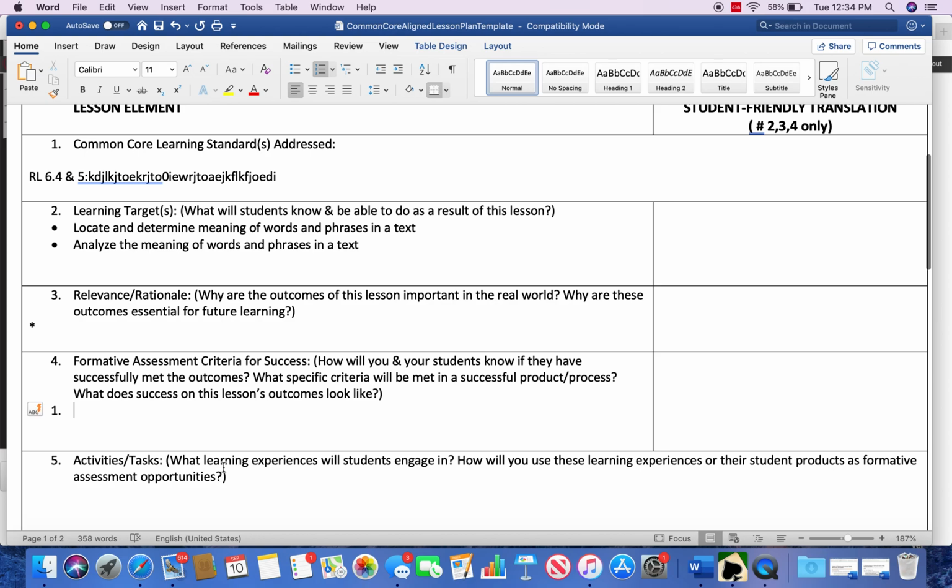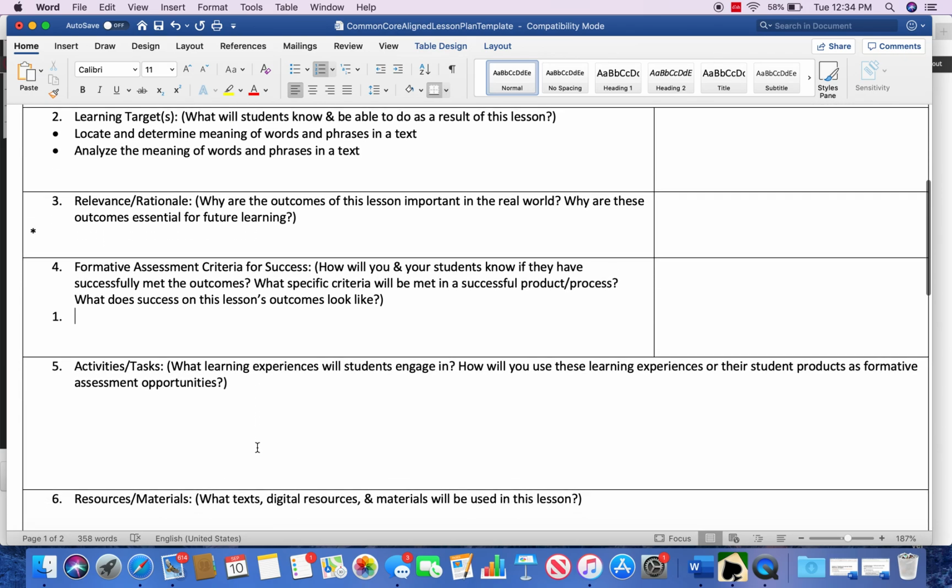What does success look like? Success looks like they are able to interpret the meaning of all underlined words, or at least 90% of all underlined words, and they are able to tell me what it means in each context.